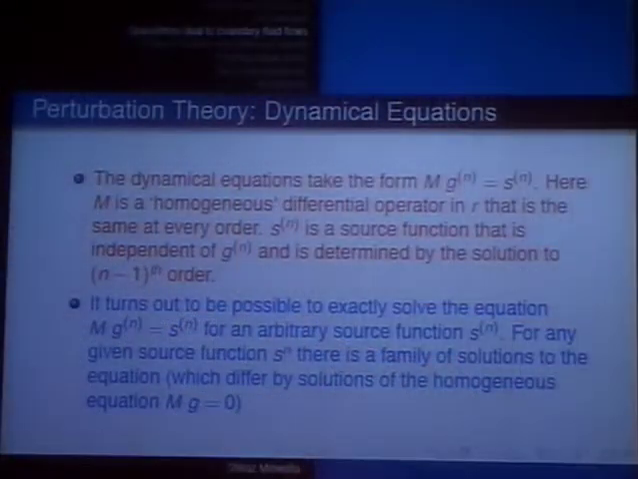Okay? The dynamical equations, on the other hand, constrain g_n, the fluctuation at nth order, and they take the form a homogeneous operator M acting on g_n is equal to a source S_n. Here M is a homogeneous differential operator in R that is the same at every order. S_n is a source function that is independent of g_n and is determined by the solution up to n minus 1th order.